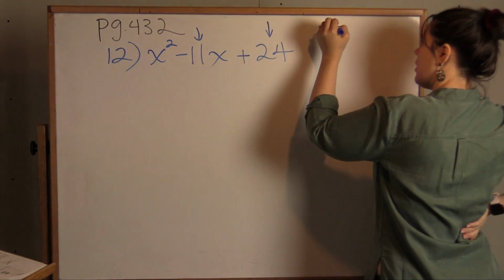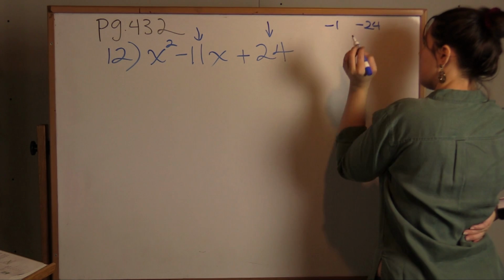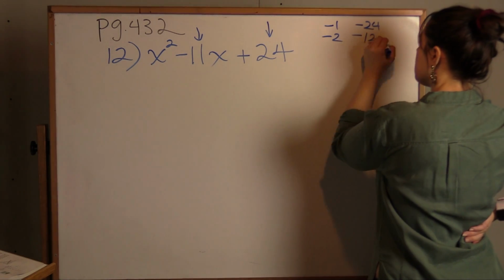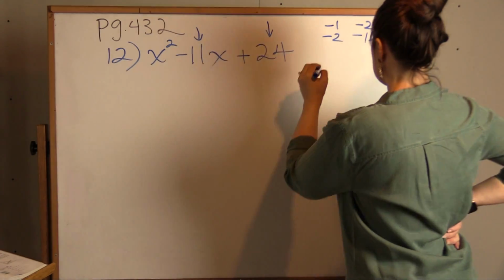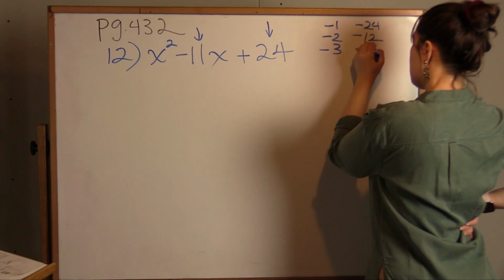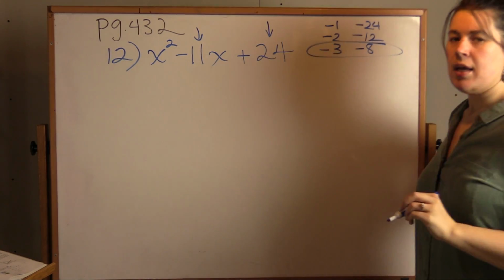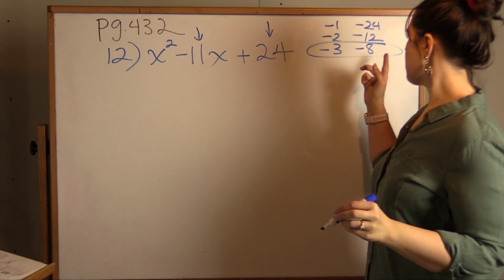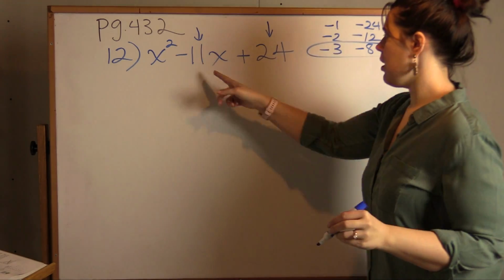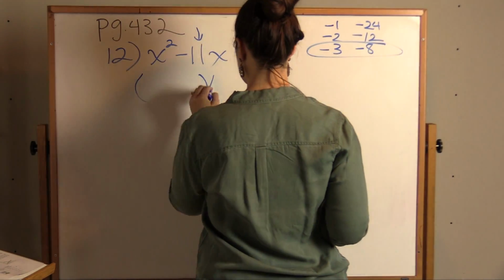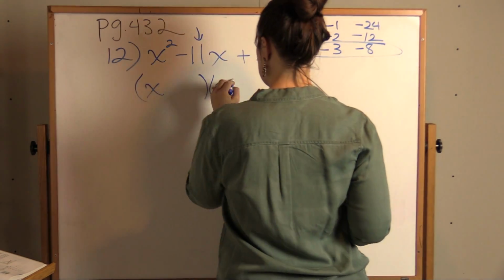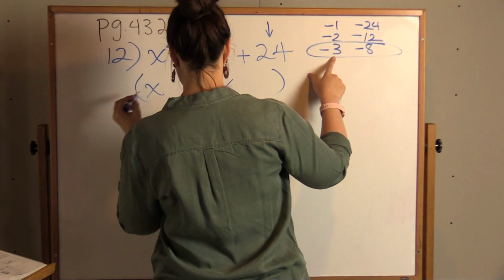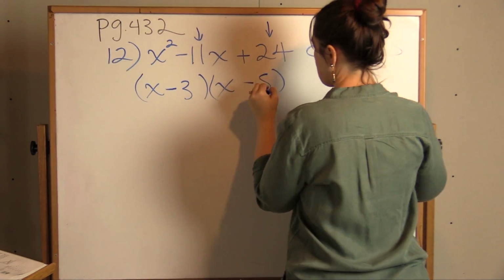So I'm going to start, I have negative 1, negative 24, negative 2, negative 12. So that's not right. Negative 3, negative 8. Okay, so that's our winner. Negative 3 times negative 8 gives me positive 24. Negative 3 plus negative 8 gives me negative 11. So once you have your answer, put in your sets, x and x, and then the sign from your factors. Minus 3, minus 8.